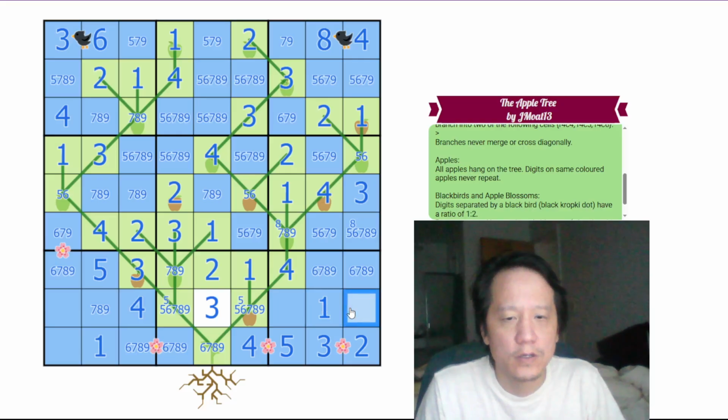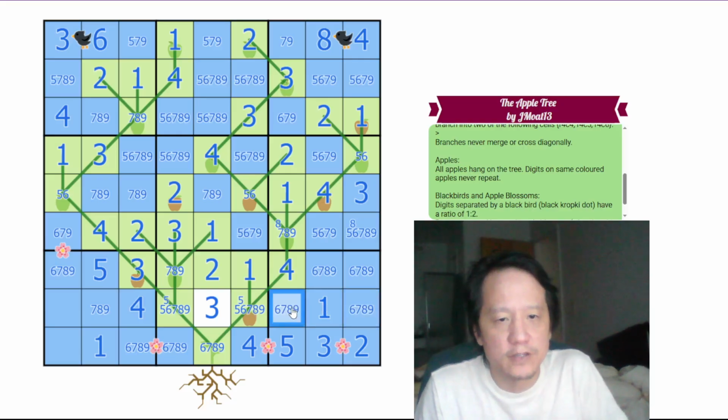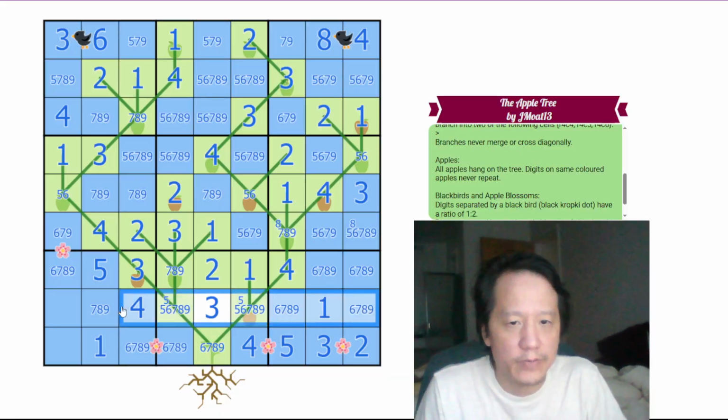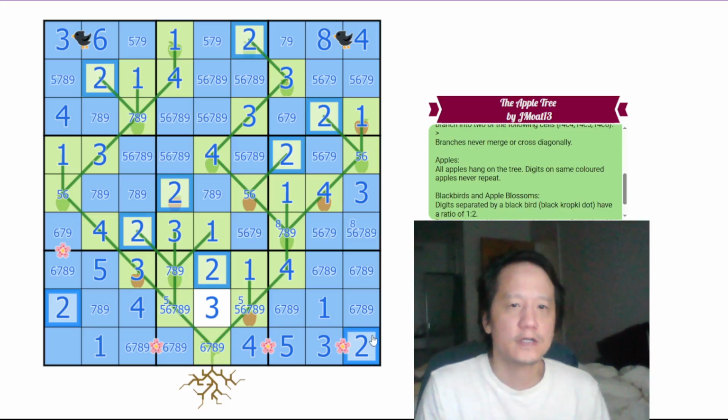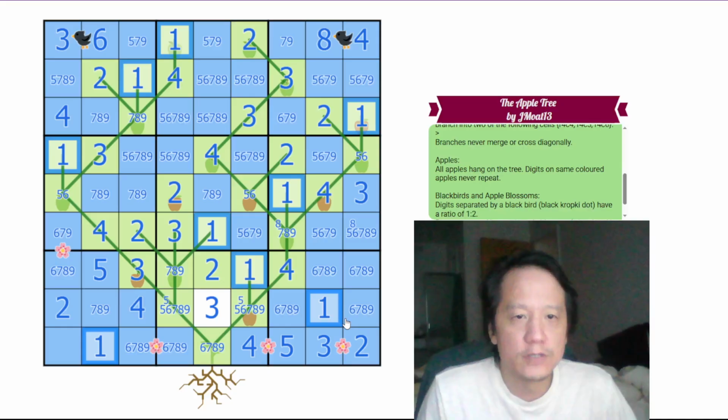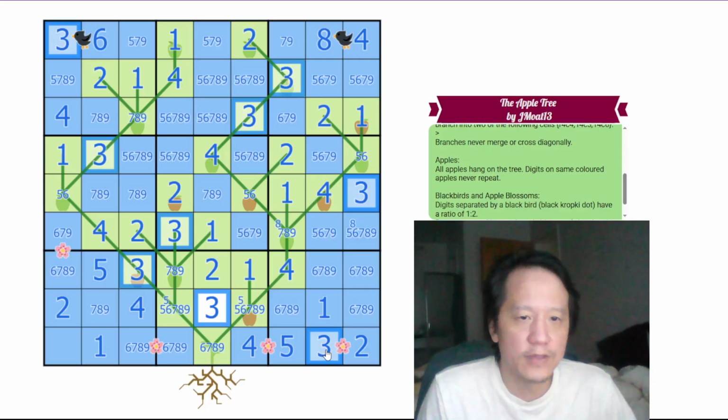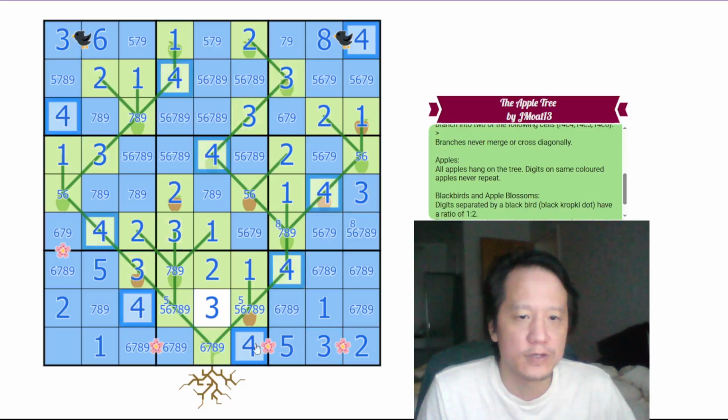Okay. The rest of this box is 6 through 9. That means where is the 2 in row 8? It has to be here. I think that's the last 2, right? Yes, that's the last 2. So we should have all the 1s. We should have all the 2s. I think we actually have all the 3s and 4s, right?